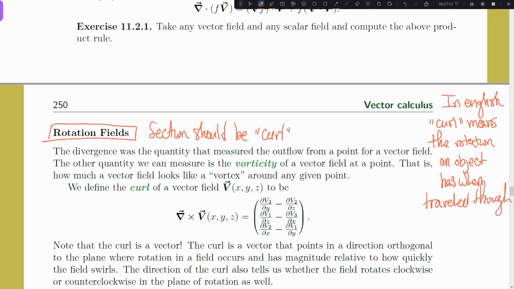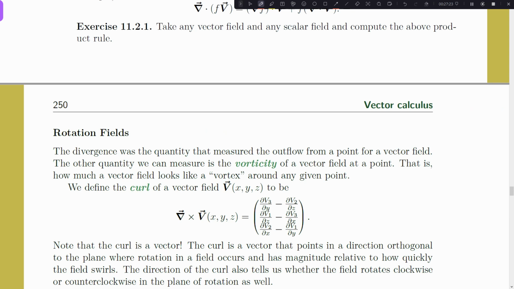And so we're going to get the same sort of behavior here. We're going to say curl is the rotation. We're calculating the rotation that the vector field has when you travel through some specific point. Now, why is that calculated by the cross product? Well, I'll show you really quick.